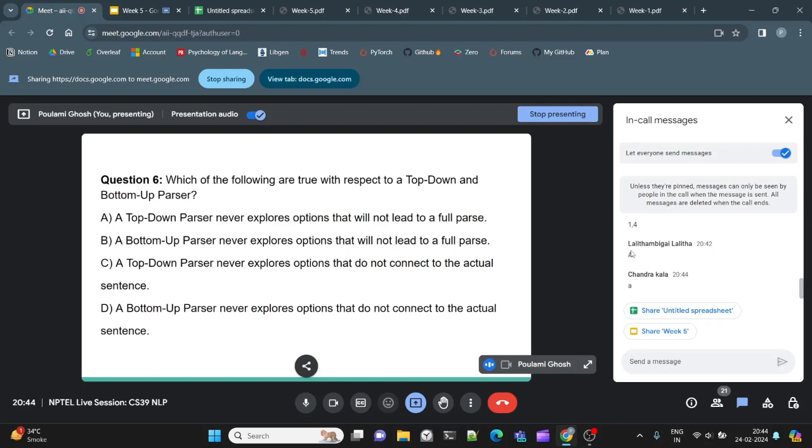Let's hear from Lalita. Sorry, maybe I'm pronouncing it wrong. Okay, she left the meeting. How about Chandrakala? You have said it's A. Yes, ma'am. The top-down never explores options that will not lead to a full path, but it can explore many options that never connect to the actual sentence. So I choose option C. Okay, fine. Let's discuss the solution now. Would anybody else like to add anything before we discuss the official solution?